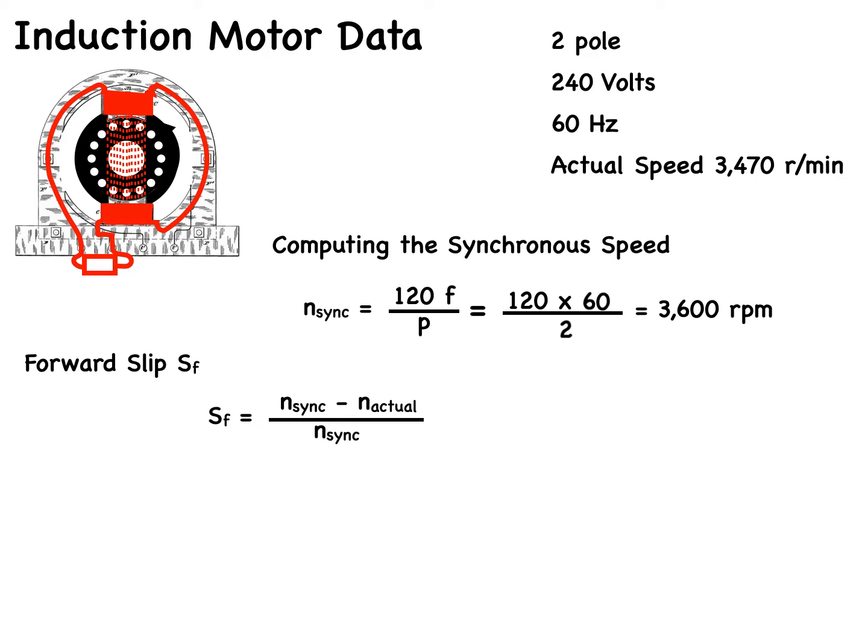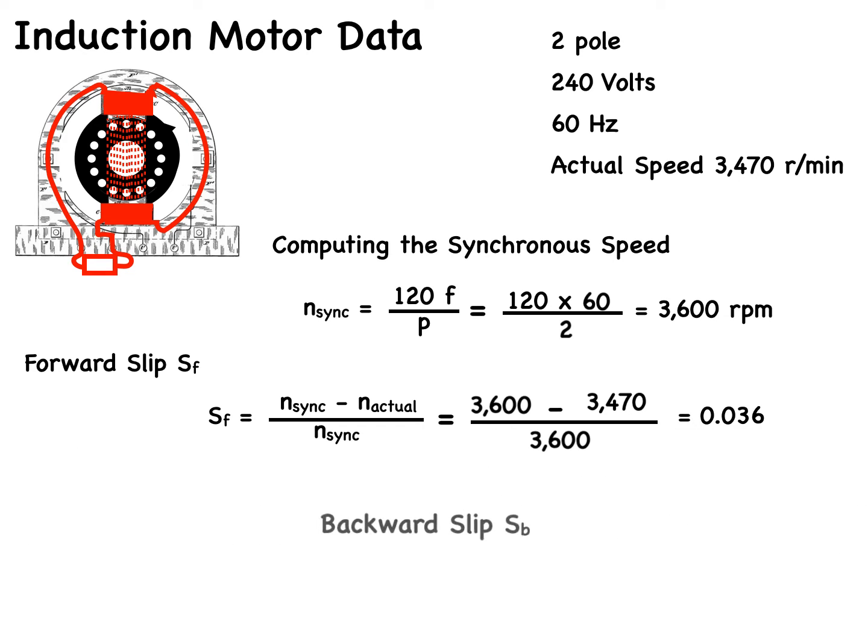The forward slip is the fractional speed difference between the rotating magnetic field speed n sync and the rotor speed n actual divided by the rotating magnetic field speed, which is, in real terms, 3,600 minus 3,470 divided by 3,600, the result of which is a decimal fraction, 0.036. Next, we are going to calculate the backward slip, SB.